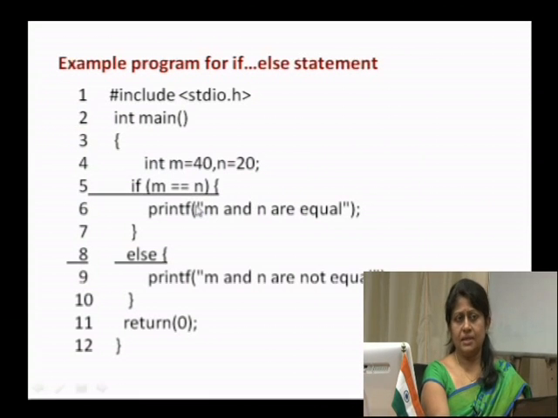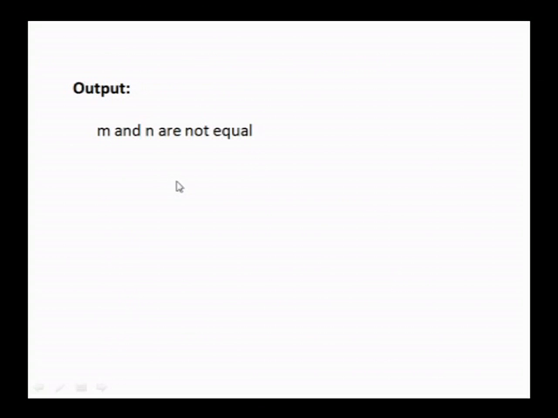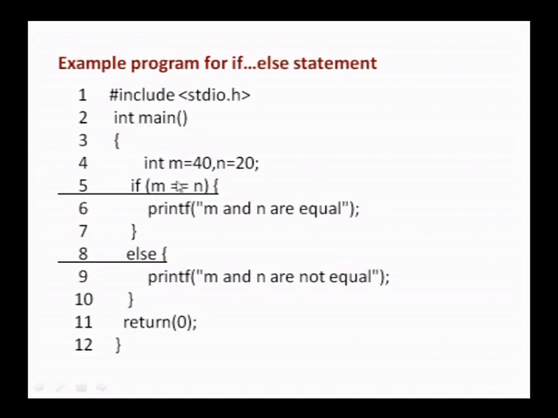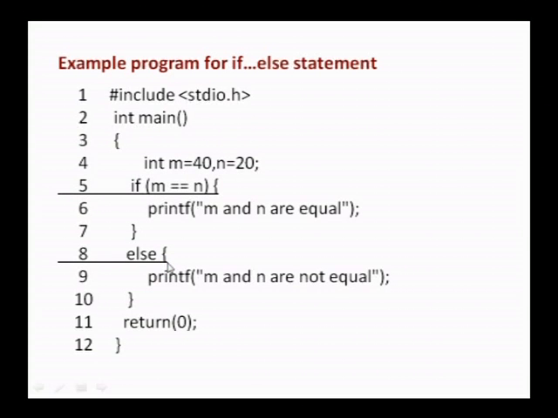Let us take a look at an example based on this. You have a program wherein we have defined two variables m and n, whose values are defined as 40 and 20. And we are checking for a condition if m is equal to n. Here the condition becomes false because 40 is not equal to 20. Hence it does not execute the if code. It directly gets into the else part over here, and then "m and n are not equal" would be executed.